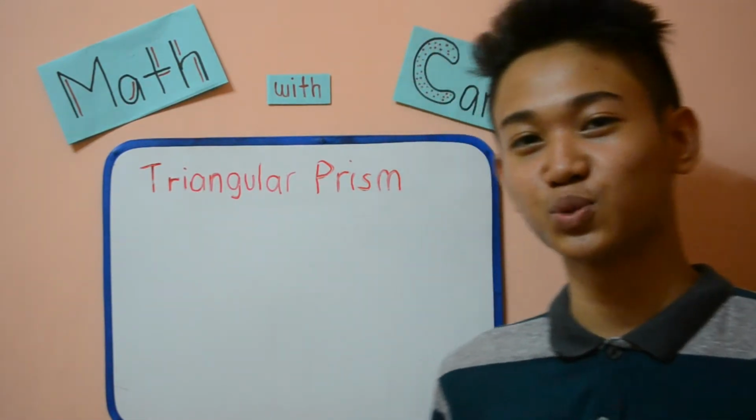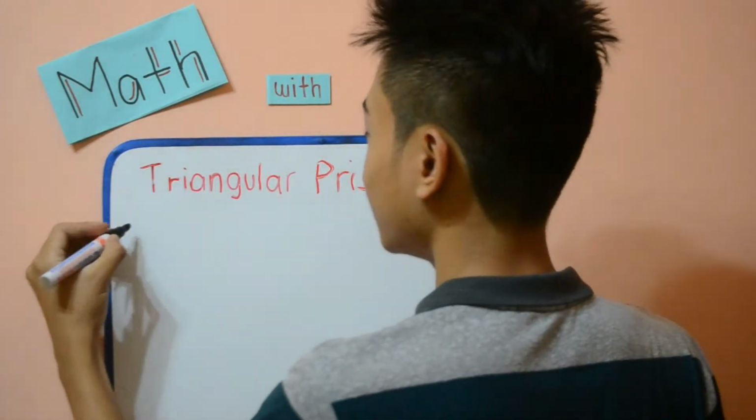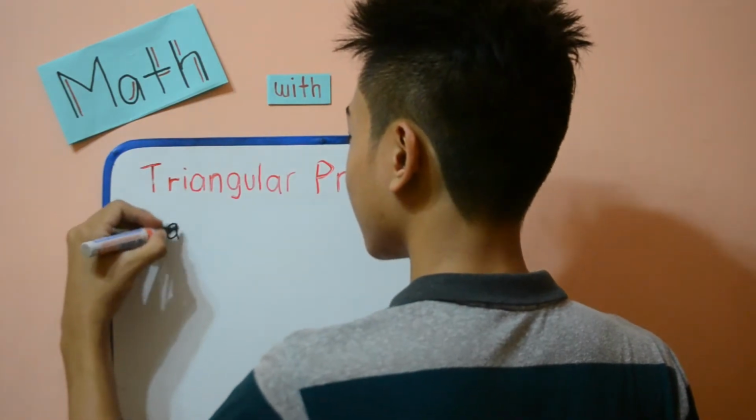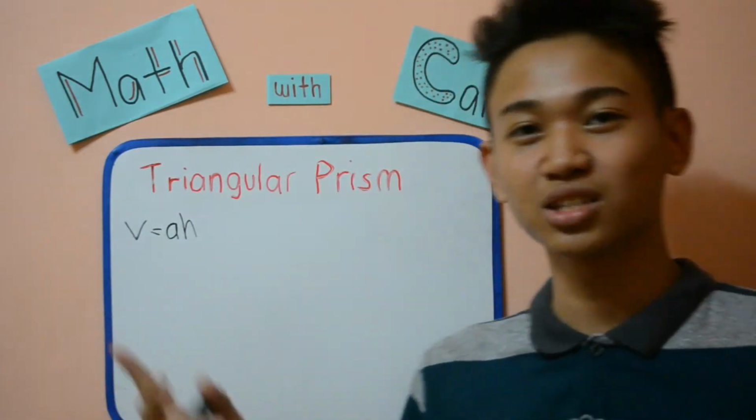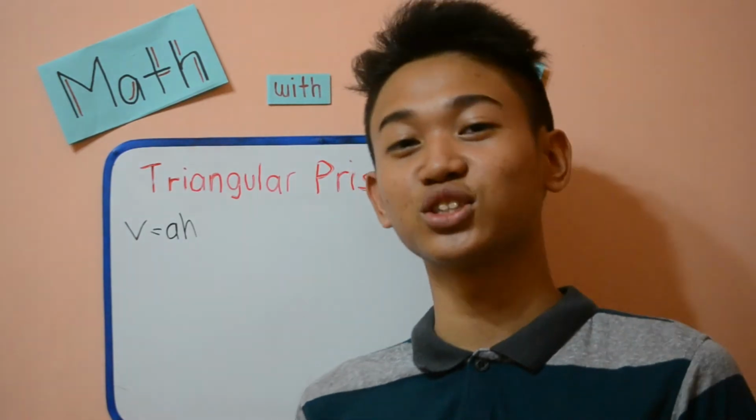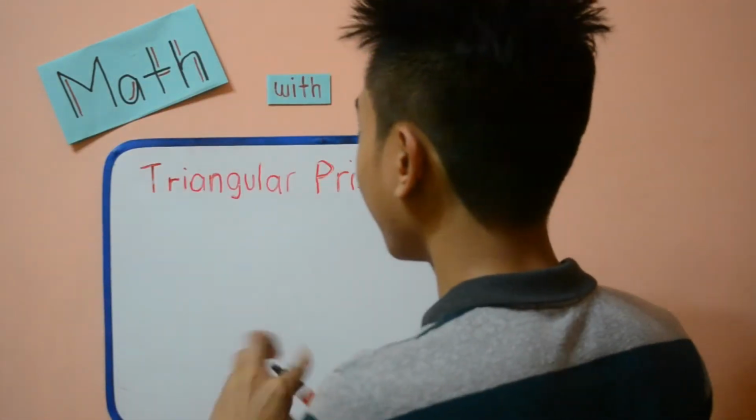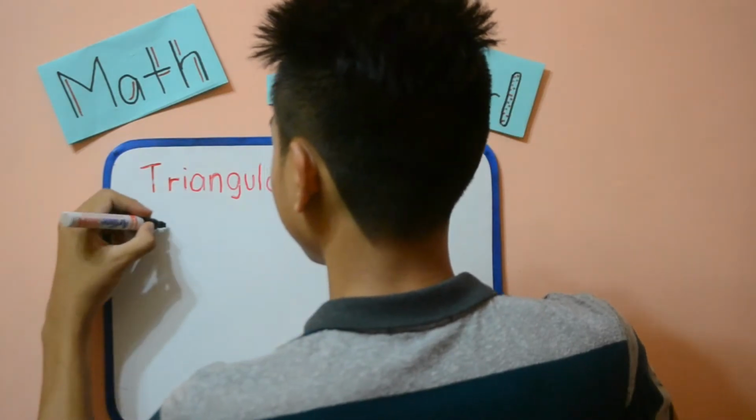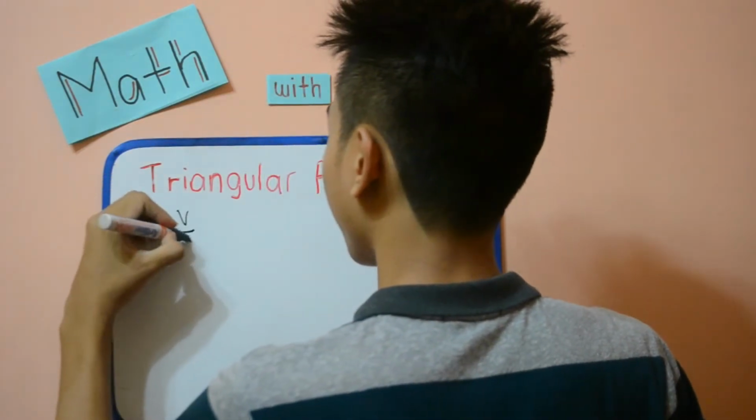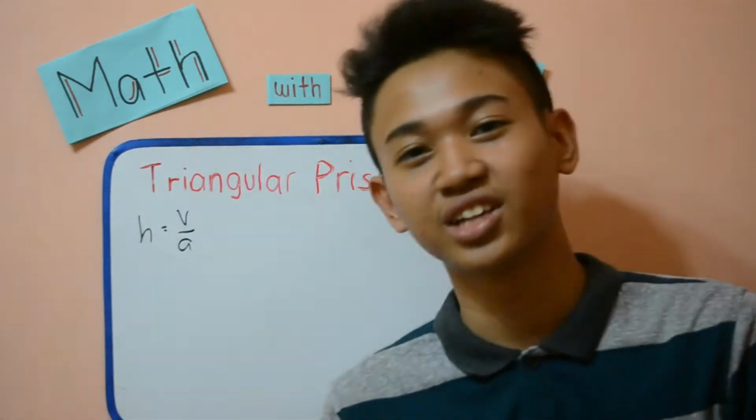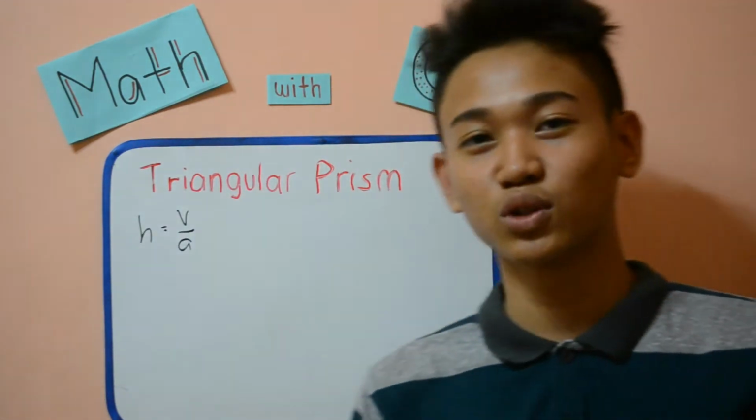In order to solve this, we have the formula V is equal to A times H. But as you've noticed, this formula is in terms of V, so we have to change it in terms of H. Then it will become H is equal to V over A, where V is the volume and A is the area. Next step is we have to look for the area.